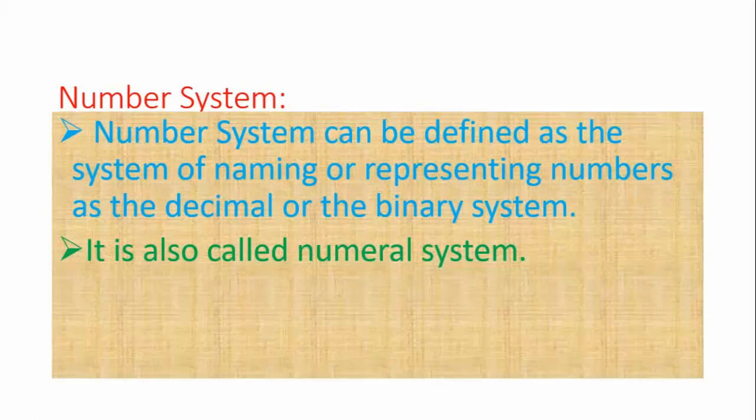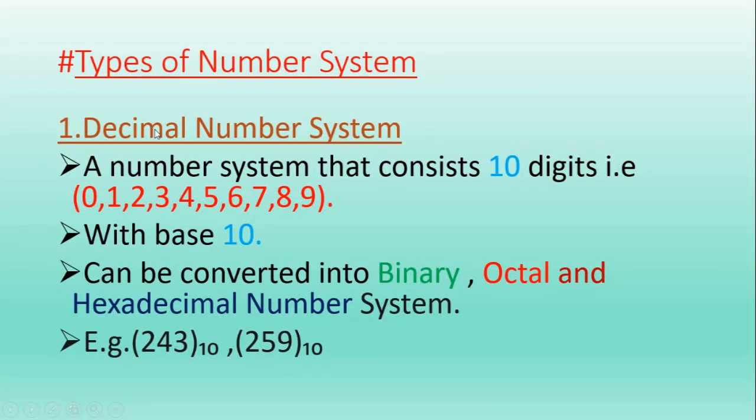Now let's see the types of number system. At first we have the decimal number system, which consists of 10 digits. That is, it consists of numbers from 0 to 9. Since the total number of digits is 10, from 0 to 9, its base becomes 10. You must notice it. Similarly, this decimal number system can be converted into binary, octal, and hexadecimal number systems. We will discuss the conversion later, but now let's see the examples of decimal number system.